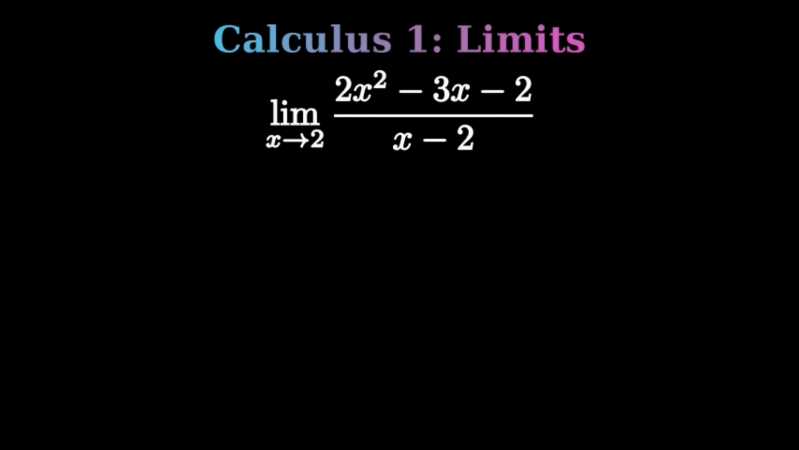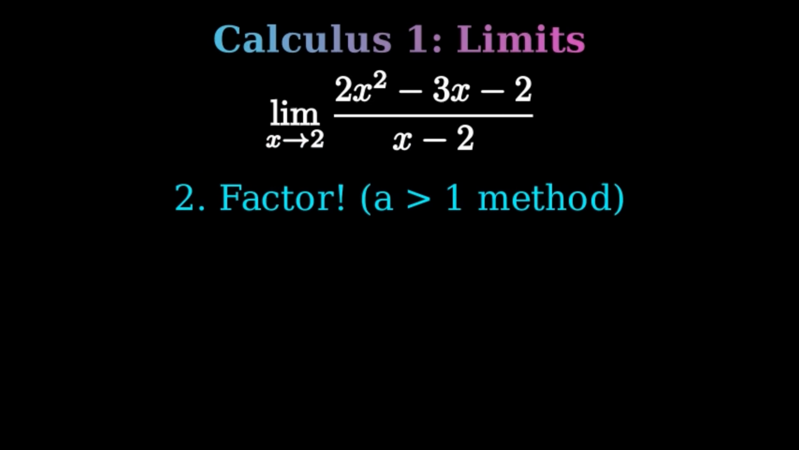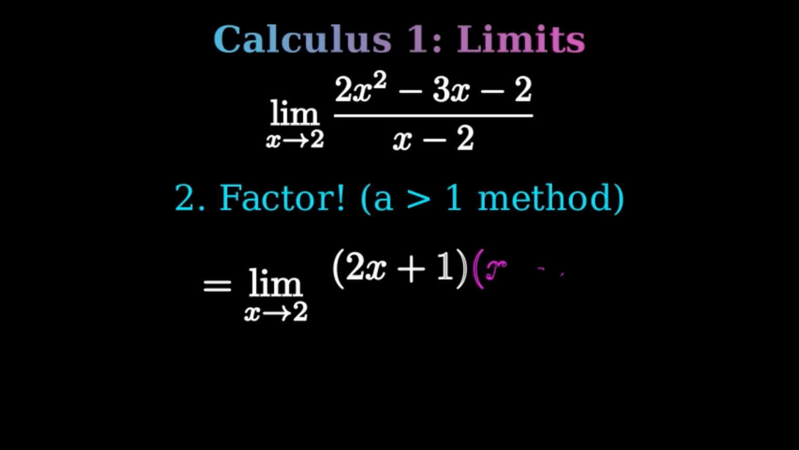So when I break this thing up, what would it look like? Well, again, like I said, we're going to use a different method where a is greater than 1, but we're still going to try to factor this thing. So I'd get the limit as x approaches 2 of 2x plus 1 times x minus 2 over x minus 2. Now, use your algebra eyes, and you can see what's going to happen, right? The x minus 2's, they're going to cancel.